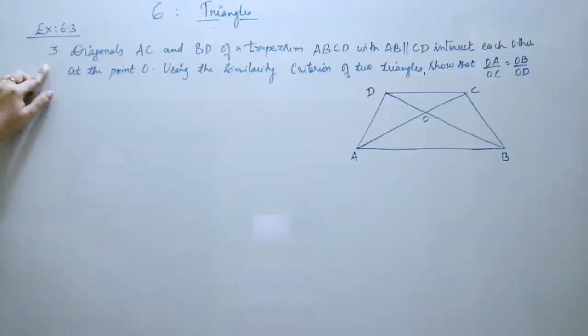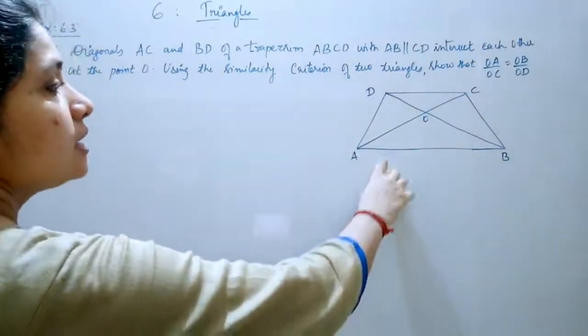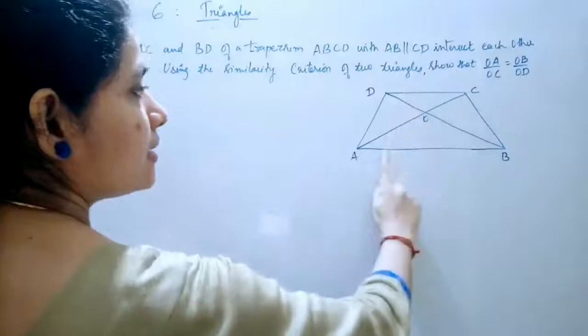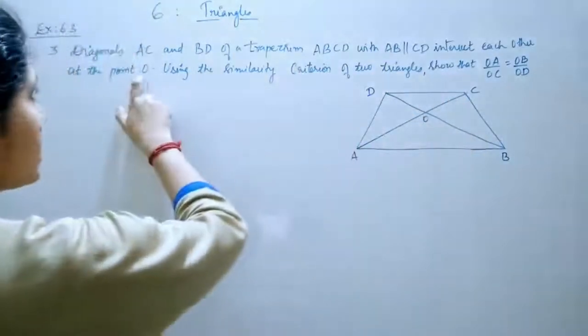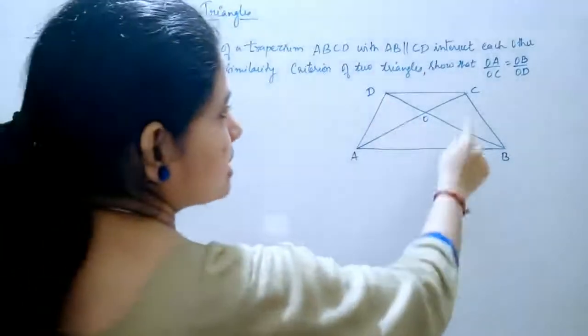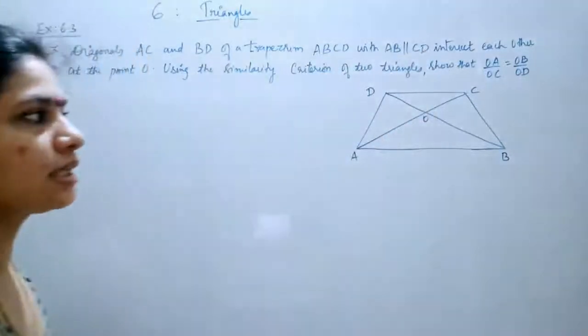Question number 3 is, diagonals AC and BD of a trapezium ABCD with AB parallel to CD intersect each other at the point O. Using the similarity criterion of two triangles, show that OA by OC is equal to OB by OD. They have not given the figure, so we need to draw that figure. We have taken a trapezium ABCD with AB parallel to CD, and the two diagonals BD and AC intersect each other at O.